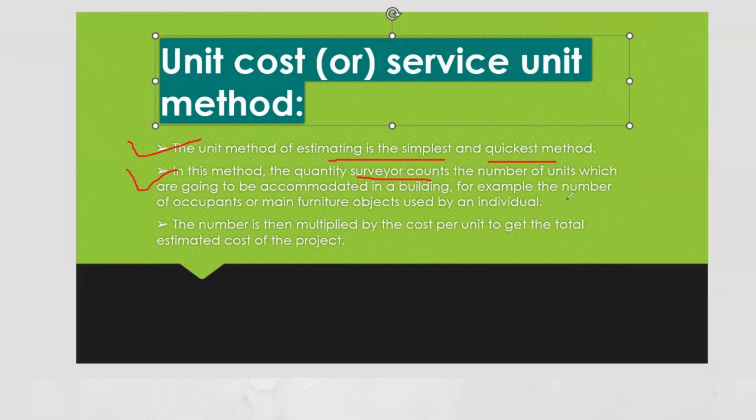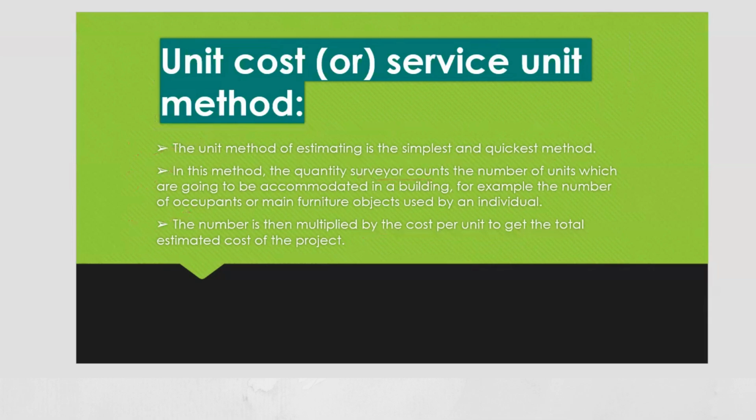For example, the number of occupants or main furniture objects used by an individual. I don't think that it should be an accurate method. The number is then multiplied by the cost per unit to get the total cost of the estimated project. We will try to compare the types of estimate in coming videos as well, because we need to know which one is more accurate. So that's why we will also try to make it very clear.